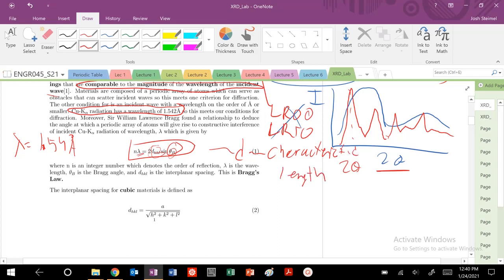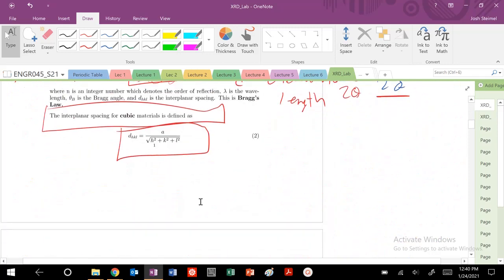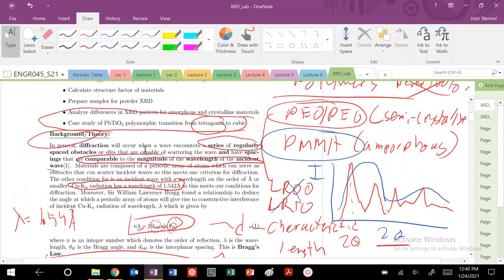So we can also relate this kind of interplanar spacing for cubic materials. So we have this relationship for cubic materials. Again, for our metals, this only holds for interplanar spacing, this d_hkl. That is for metallic materials, not for polymers necessarily. You could also do something similar, but that's beyond the scope of this course.